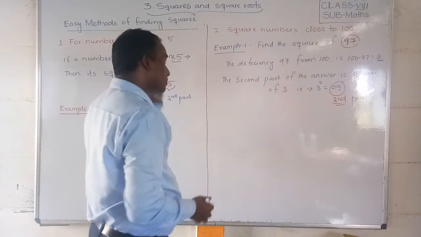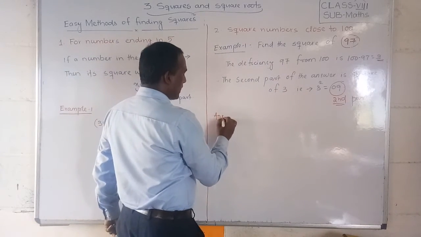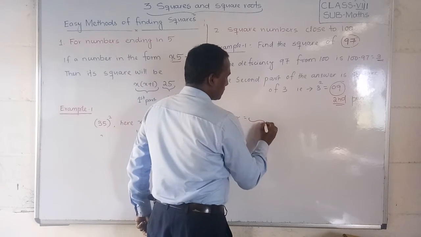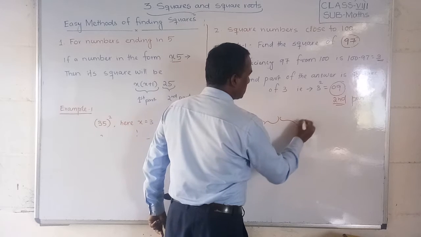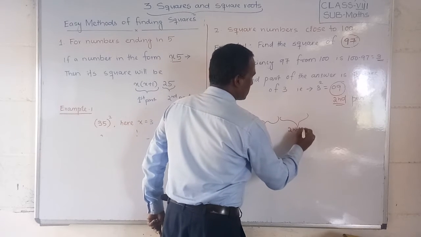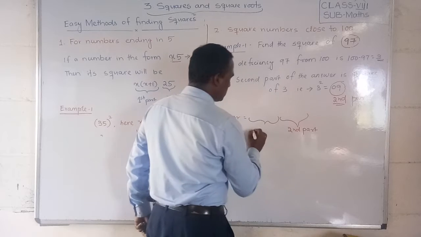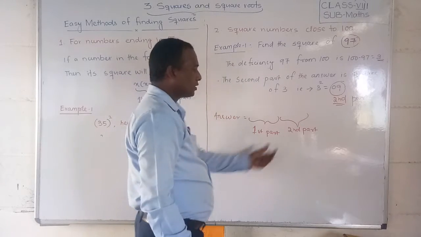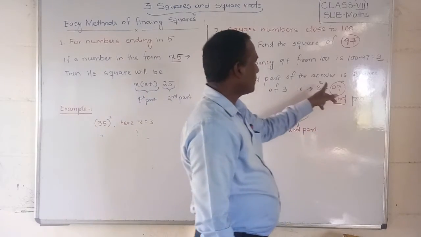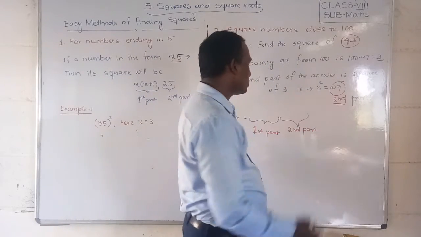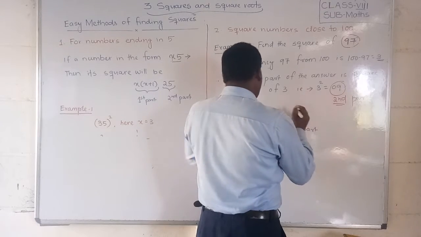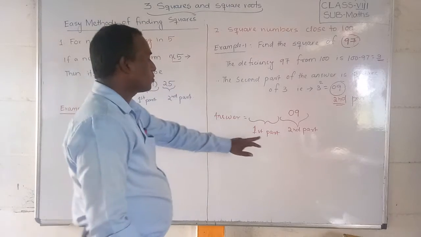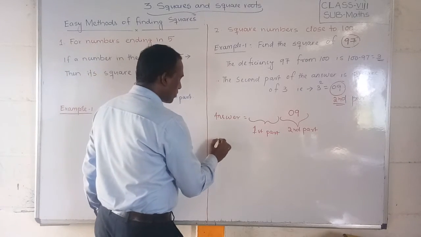Okay, so now we will write the answer here, students. This is the first part and this is the second part. The second part we already got: 09, because we square the deficiency. 3 square is equal to 9, but don't write a single digit, you should write 09. Now you have to get the first part. So how will you get the first part?